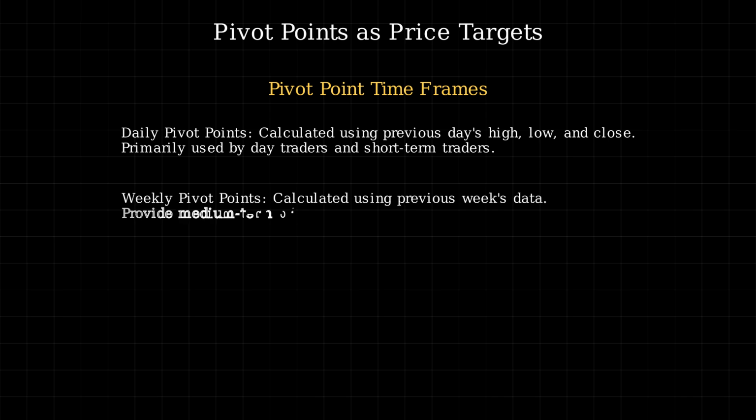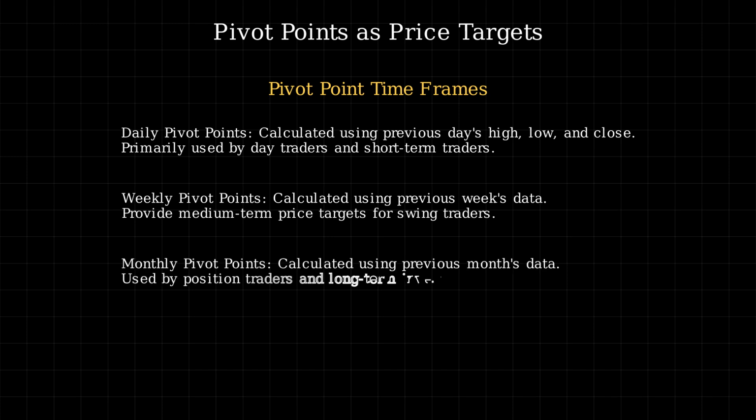Weekly pivot points use the previous week's data and provide medium-term price targets, making them popular among swing traders who hold positions for several days. Monthly pivot points are calculated from the previous month's data. These are used by position traders and long-term investors to identify significant levels that may influence price over extended periods.